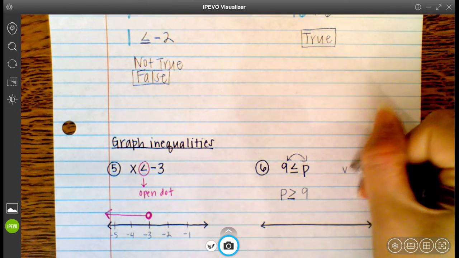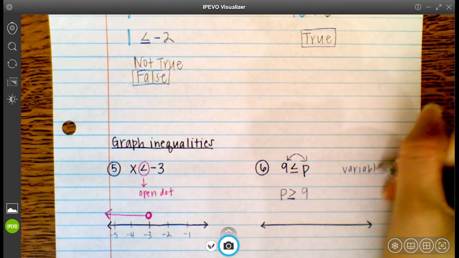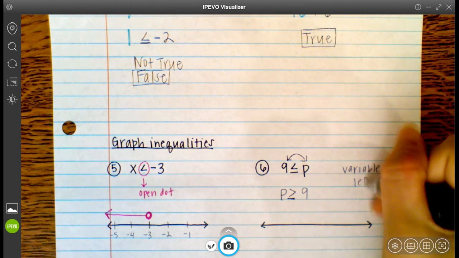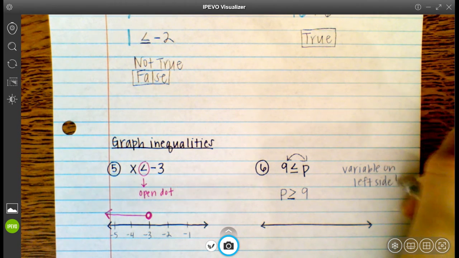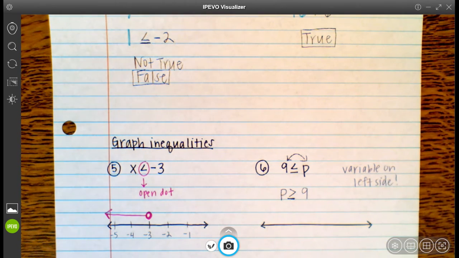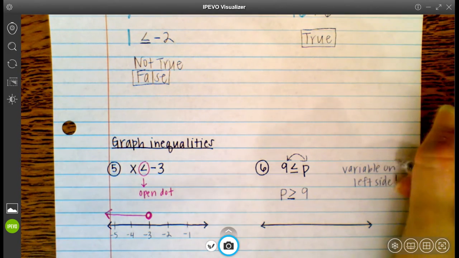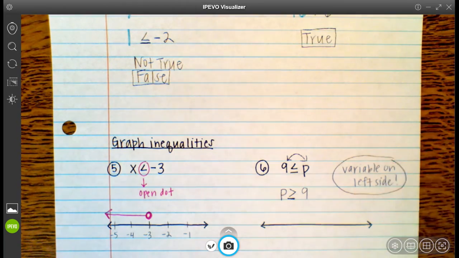So you always want the variable on the left side. It's important. You must have that. Huge, huge, huge.